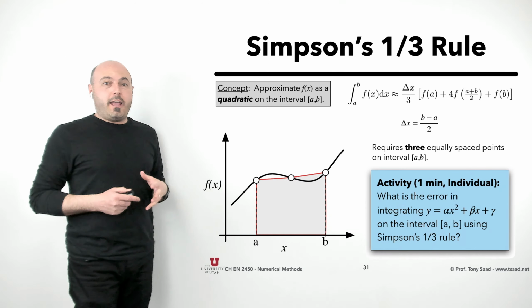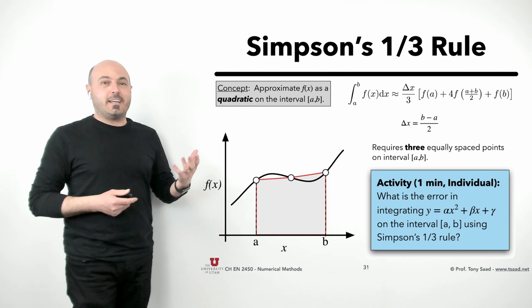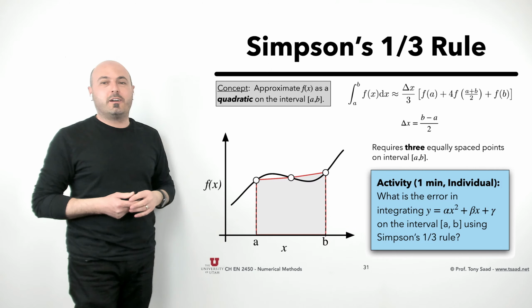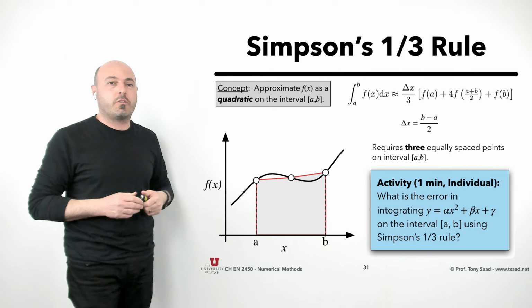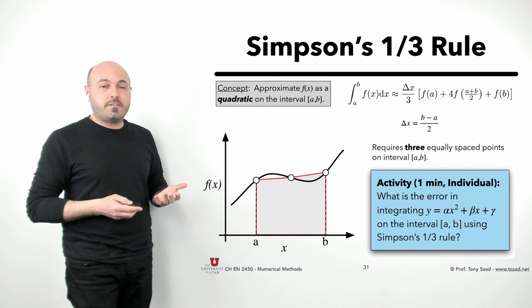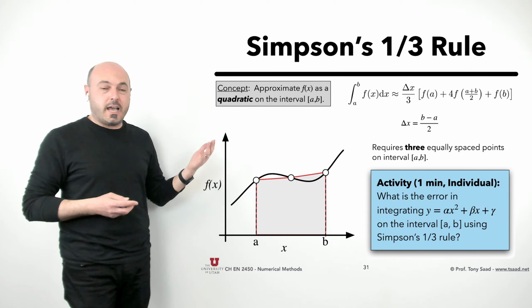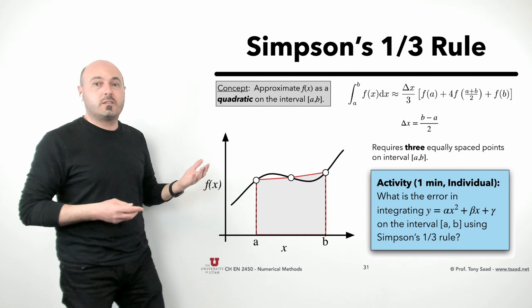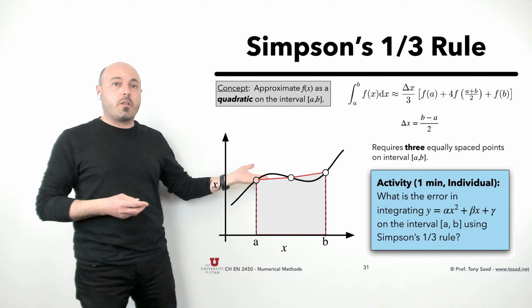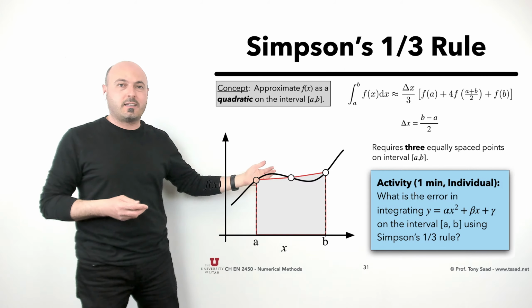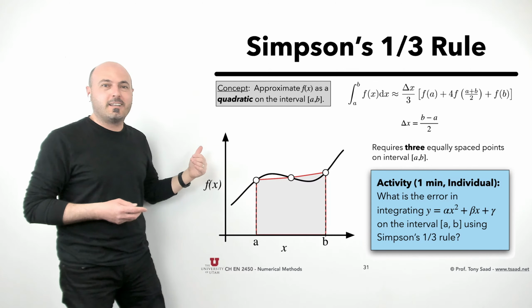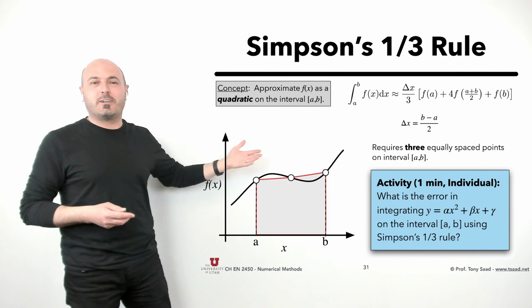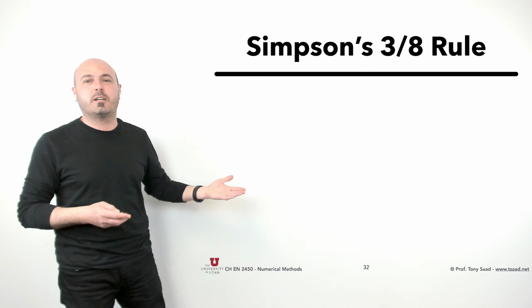And now I ask you, what is the error in integrating y equals alpha x squared plus beta x plus gamma on any interval a, b, using Simpson's 1/3 rule? As you might have guessed, the error will be 0, because the Simpson's 1/3 rule approximates a function by a quadratic. By definition, that's going to be exact for a quadratic.